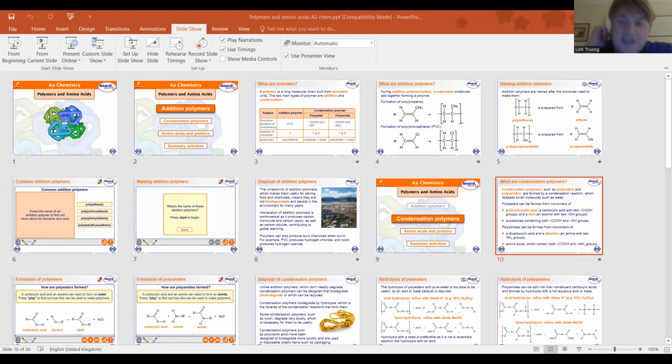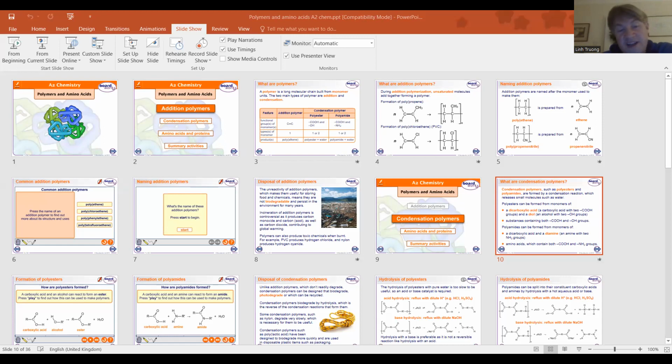Okay, so here we're going to see how we form a polyester. So polyester is usually made from a carboxylic acid and an alcohol. Again, as we've seen earlier, we need a dicarboxylic acid and a dialcohol. There are some other ways of making a polyester, but this is usually one of the most common ways.